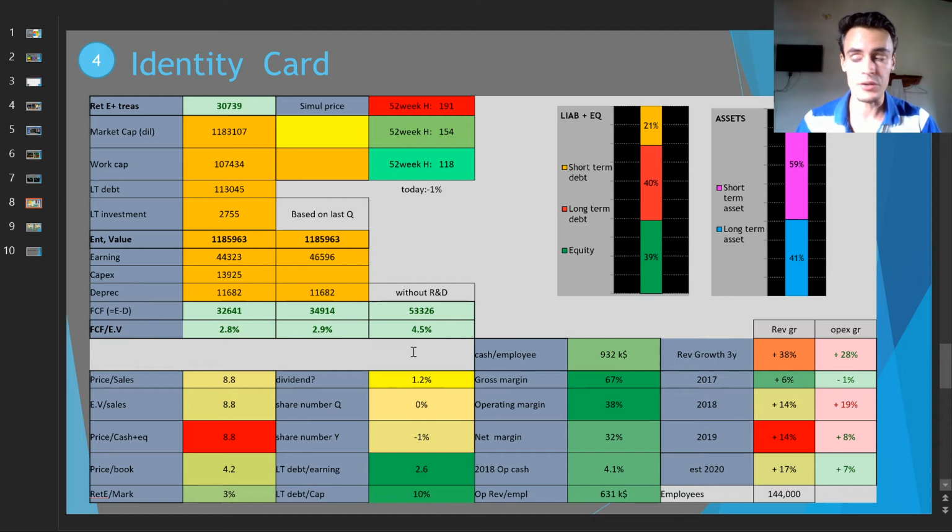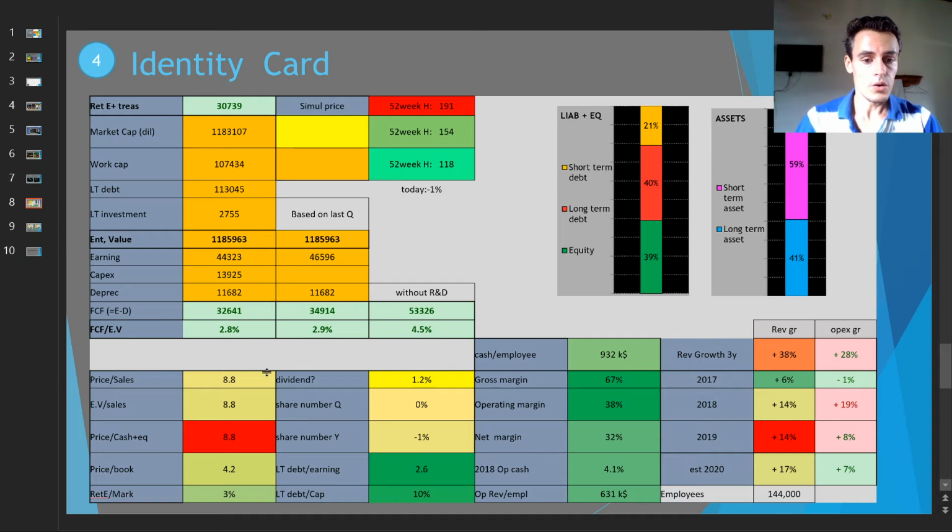Also, the other metric that I like to have is if, let's say, the company is not investing in research and development anymore, how much the company will yield. And you reach a good return of 4.5%. So overall, this is quite good. It's not, let's say, stunning like 10% plus, but it's still a good return overall.